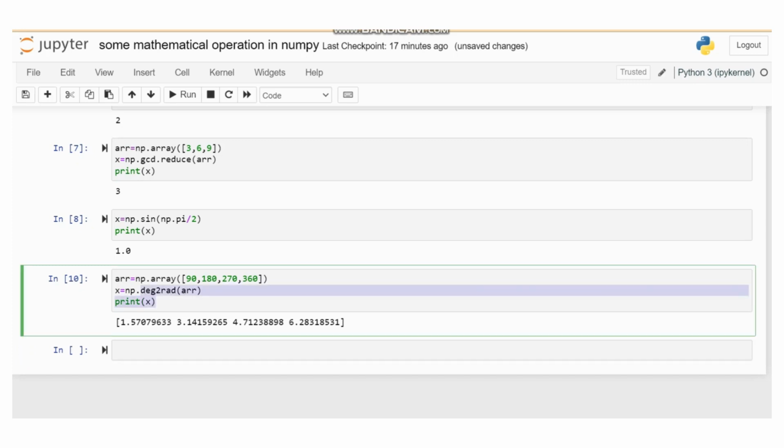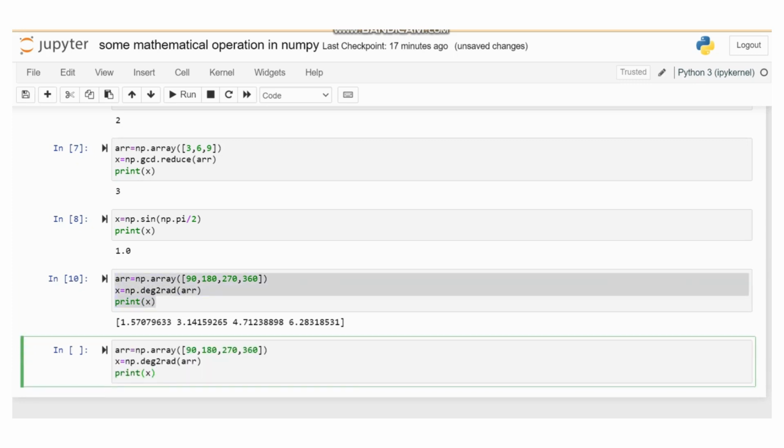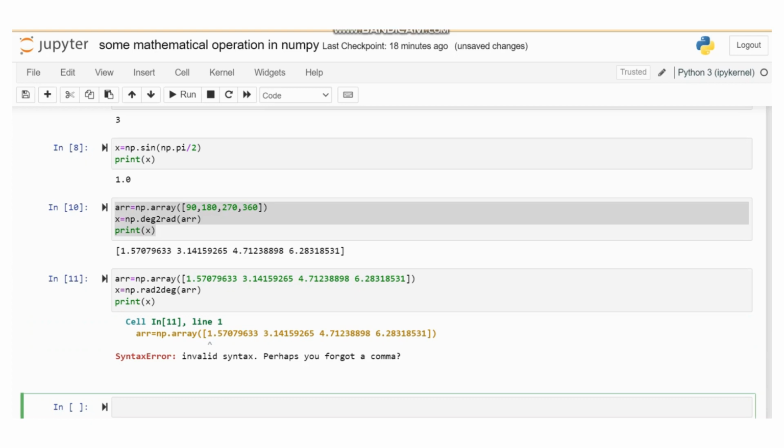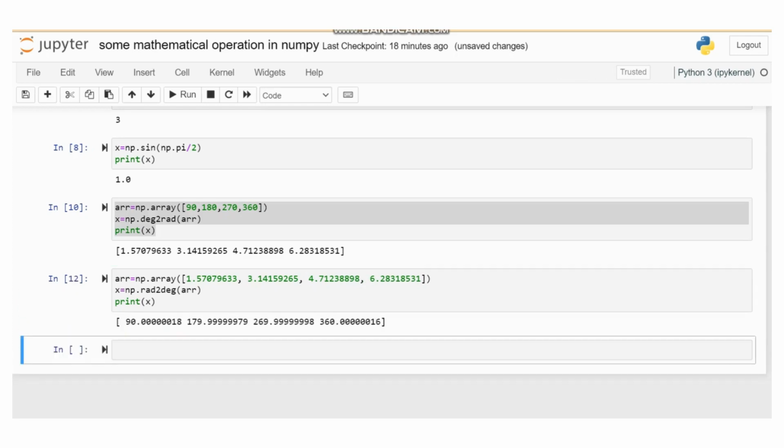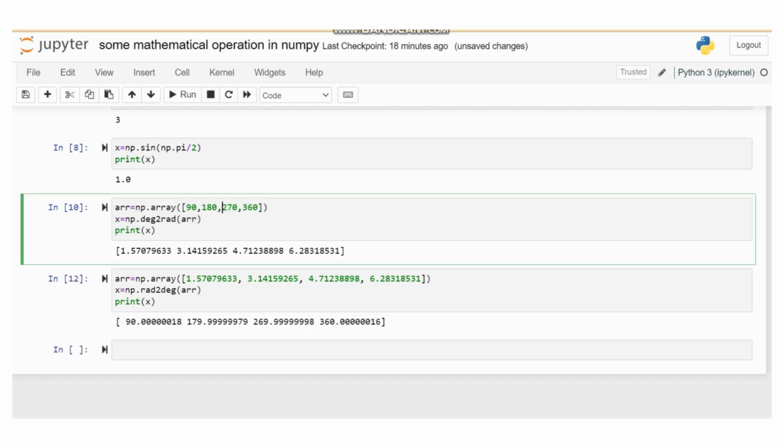You can also convert radians to degrees. Pass this element and convert degrees to radians. The rad2deg function converts radians to degrees. Elements are separated by commas. The result is 90 degrees, 180 degrees, about 269.99 degrees and 360 degrees.